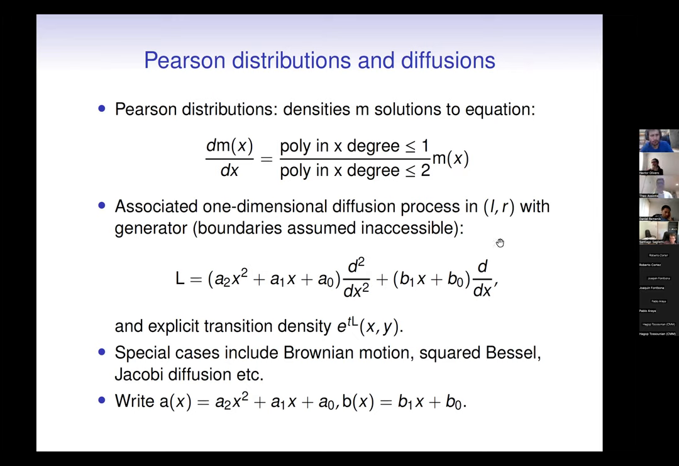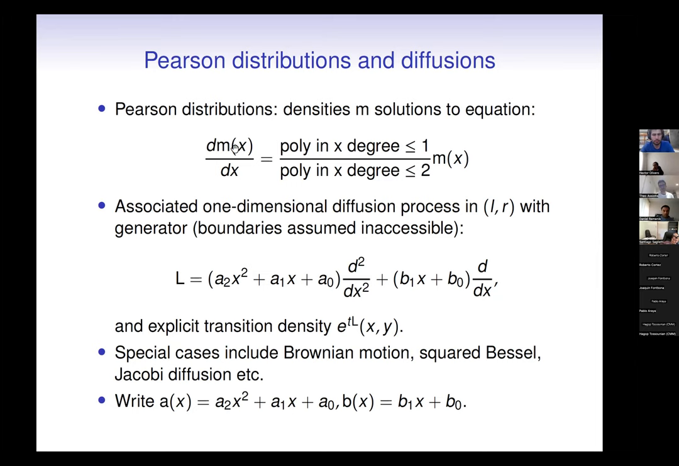Okay, that's good. So we did the Gaussian case. And now the whole point is that you can actually get a very, very similar structure, although some things do not work as nicely when you consider these Pearson distributions. So these Pearson distributions are basically the densities. You have some probability density on some interval LR, let's say, and it solves this differential equation, which says the following.